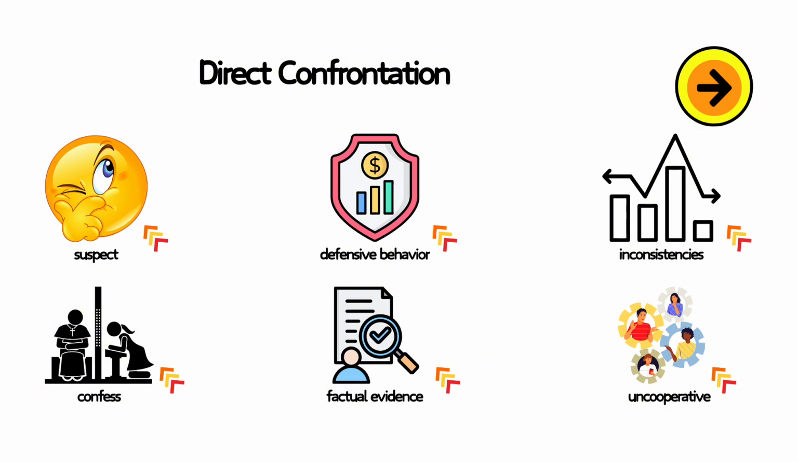This technique relies on the psychological pressure of the confrontation itself. When faced with direct accusations, individuals may feel cornered and more likely to reveal inconsistencies in their stories or even confess. However, it requires the interrogator to be confident and prepared with factual evidence to back up their claims. If used improperly or without sufficient evidence, it can backfire, causing the suspect to become more defensive or uncooperative.